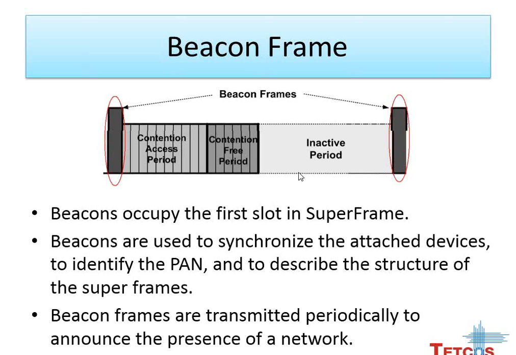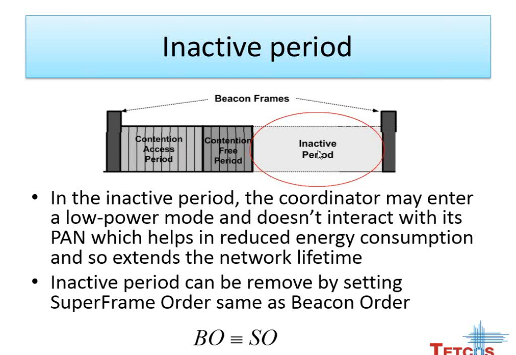That is, how much will be the inactive period if it is there, how much time will the data be allowed to be transmitted. Now, the inactive period. The purpose of this inactive period is to reduce the energy consumption of all the sensors. That is, during this time, the sensors along with the coordinator will go into a low power mode and they will stop interacting with each other. Hence, it increases the network lifetime.